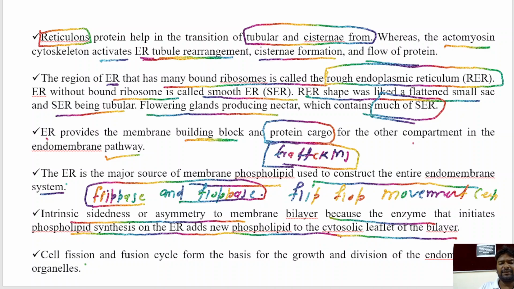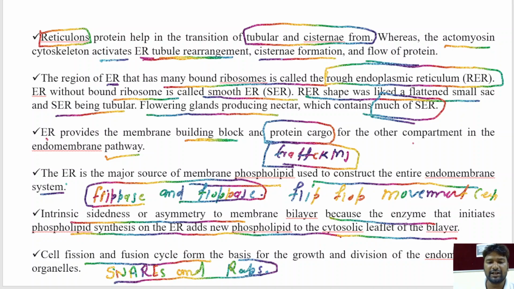And the fission and fusion cycles form the basis for the growth and division of the endomembrane system. And here are two proteins, SNAREs and RABs. These two proteins regulate the fission and fusion cycle, which is the basis for growth and division of the endomembrane organelles.